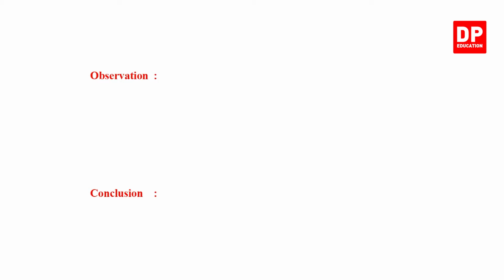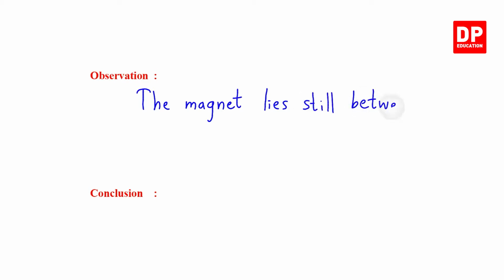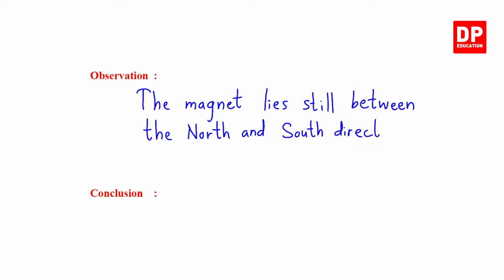Observations. The magnet lies still between the north and south directions. North and south directions.